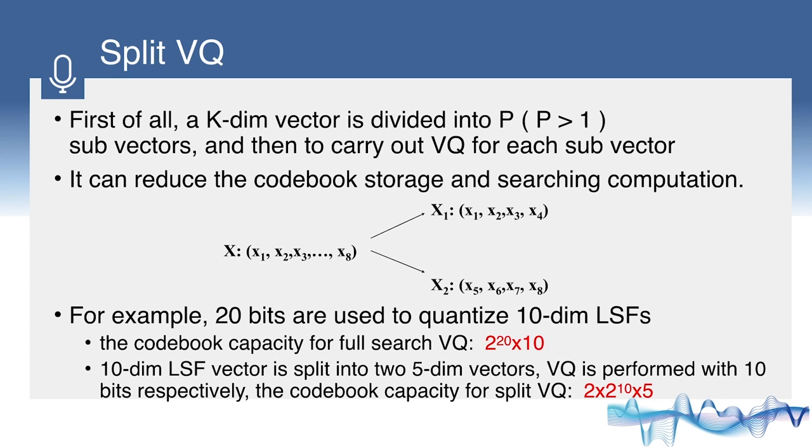If the split vector quantization algorithm is used, the 10-dimensional LSF vector is split into two 5-dimensional vectors, and VQ is performed with 10 bits respectively, so that the codebook capacity is reduced to 2 times 2 to the 10th power times 5.